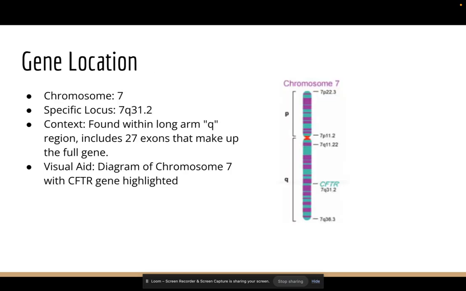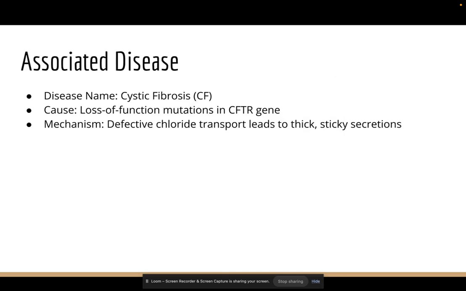The CFTR gene is located on the long arm of chromosome 7, specifically at position 7q31.2. As you can see in this diagram, this region contains 27 exons that collectively code for the CFTR protein. This spot is crucial because many disease-causing mutations occur here. Here in the diagram, the CFTR gene is highlighted on chromosome 7. This visual helps show how gene mapping ties directly to disease diagnosis.